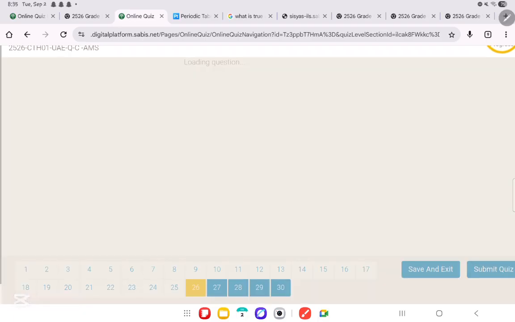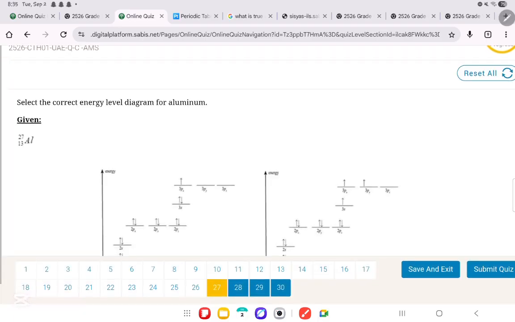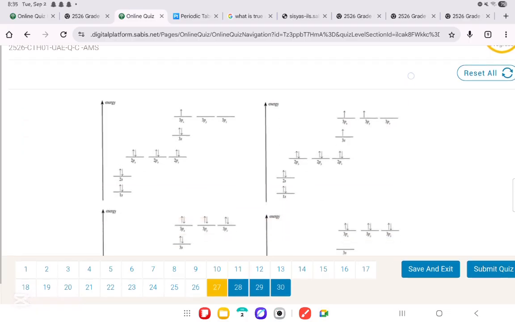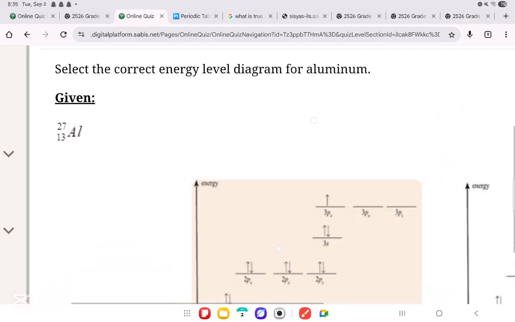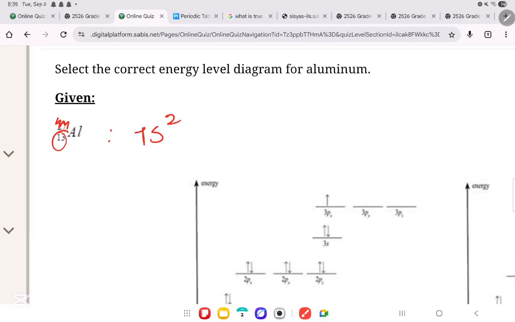Let's move on to question number 27. Give the correct energy level diagram for aluminum. Okay, very simply. What we're gonna do in this case is take the configuration of aluminum. We don't ever take the mass number, we only take the proton number. So it's gonna be 1s2, that's 2 electrons, 2s2, 4, 2p6, 10, 3s2, 12, and then 3p1.